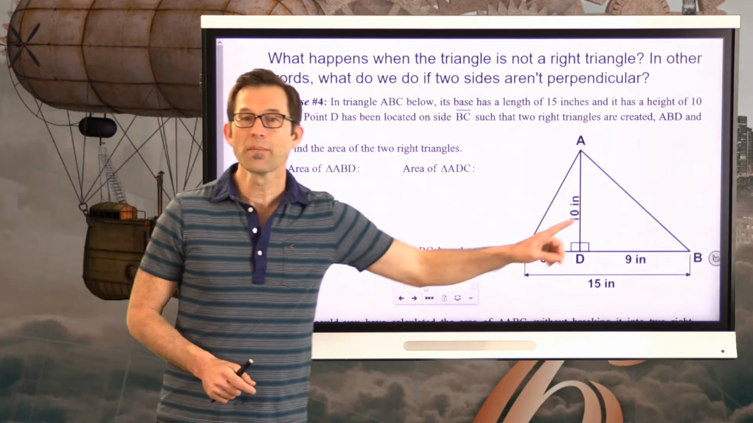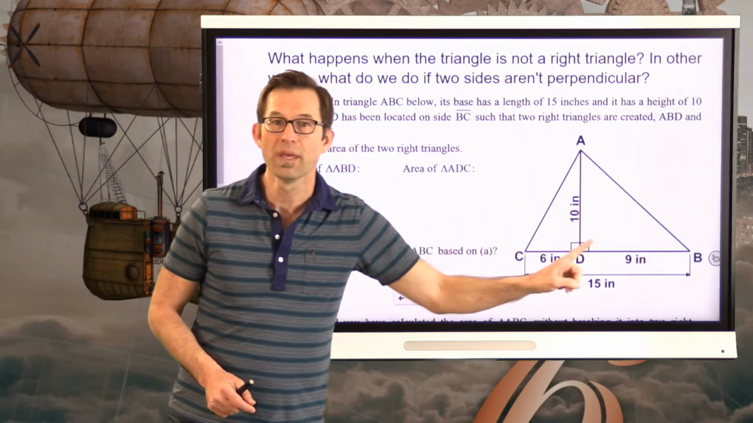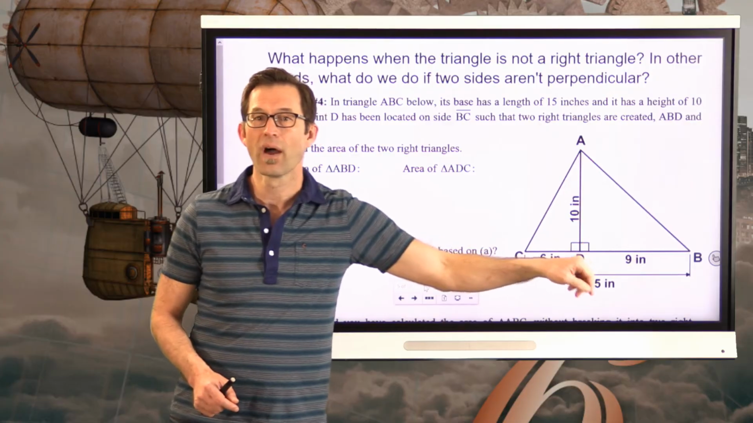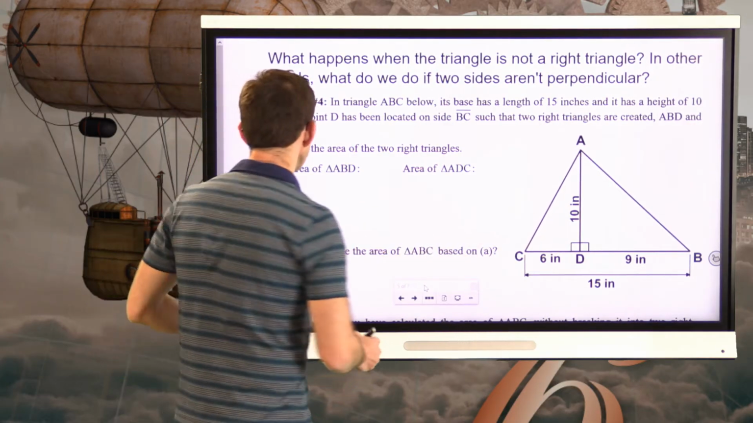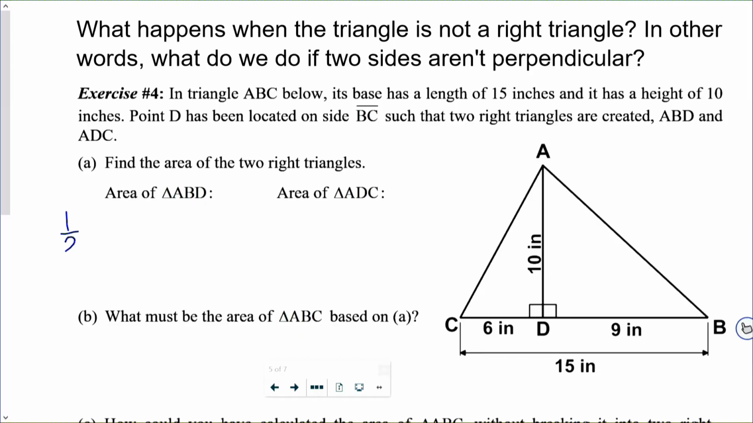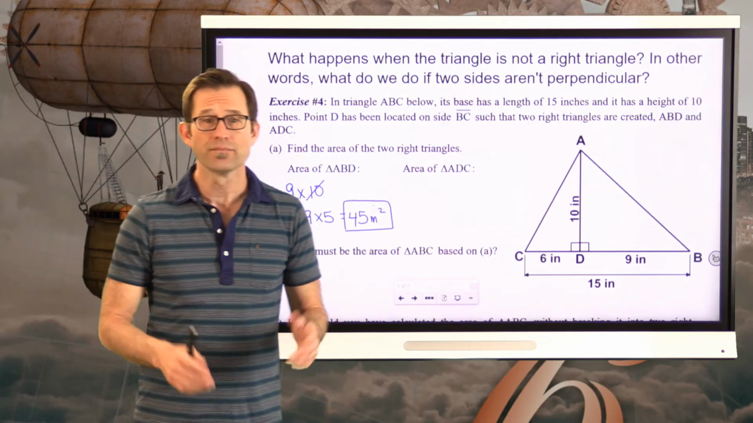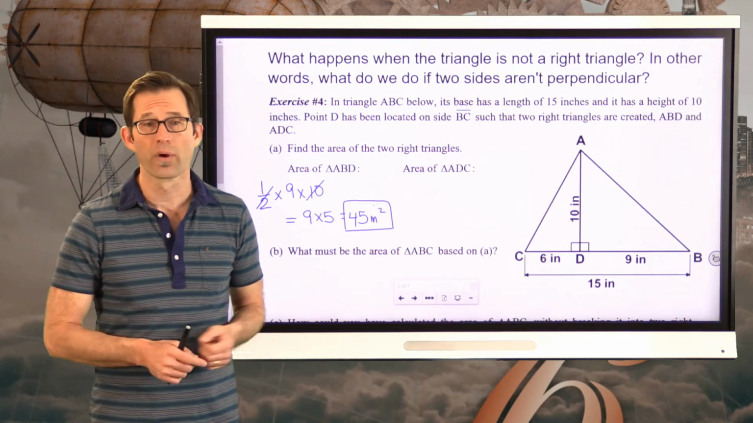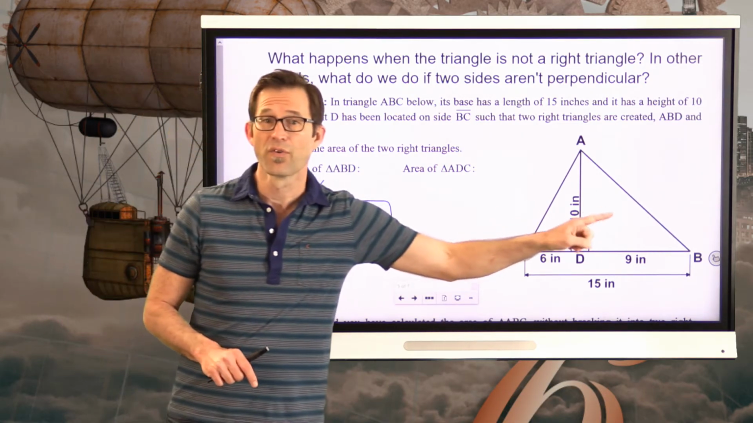All right, great. So first I'm going to figure out the area of triangle ABD, right? It's got a base of 9 inches and it's got a height of 10 inches. So the area here is going to be 1/2 times 9 times 10. Now one thing I could do is take that 1/2 and that 10 and make this into 9 times 5, and that would give me 45 square inches. Likewise, you could just do 9 times 10, get 90, divide by 2, and get 45 square inches. That's fine. That's for this triangle.